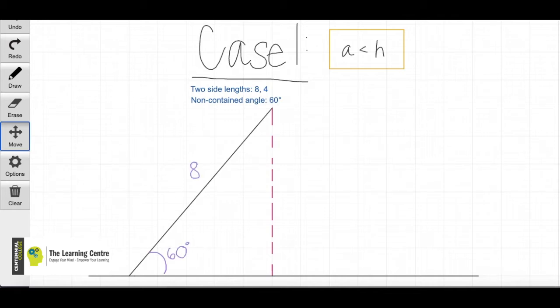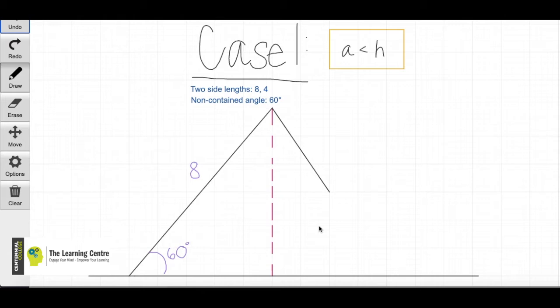And here we have that our A is of length 4, which is less than the height, which is length 6. And if we draw out this length 4 and we try and drag it, we see that there is no possible way that we can create a triangle because it does not simply reach the bottom base, no matter what. And so we cannot have a triangle if the side length of A is less than the height.